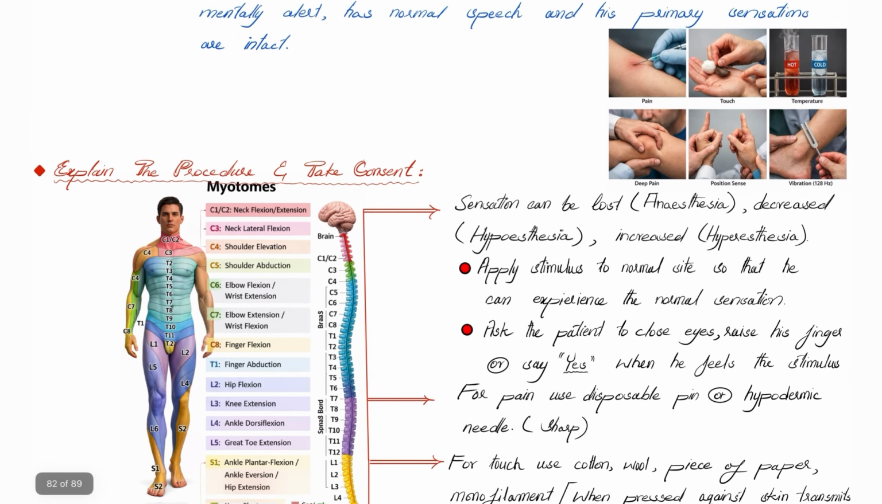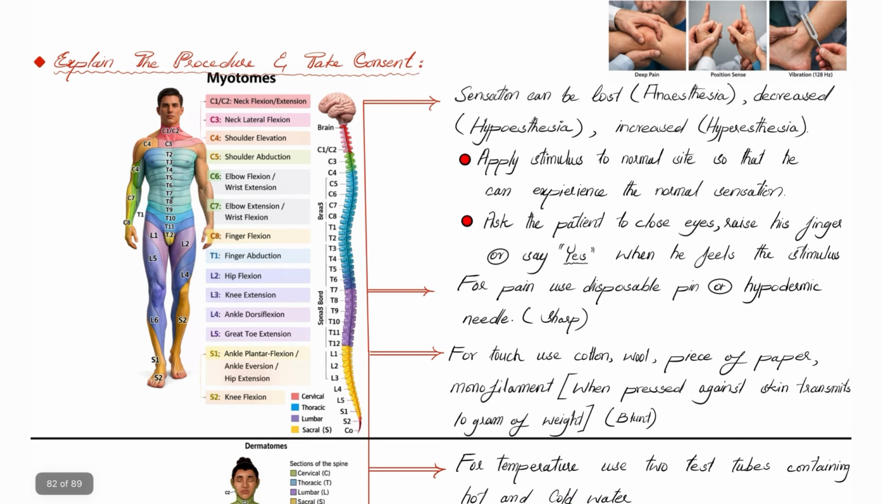We start the sensory system examination by explaining the procedure to the patient and taking informed consent. One should know that a sensation can be either lost, which is called anesthesia, or decreased, which is called hypoesthesia, or increased, which is called hyperesthesia. The examiner must apply the stimulus to a normal site of the patient so that the patient experiences the normal sensation, and ask the patient to close his eyes and raise his finger or say yes when he feels the stimulus.